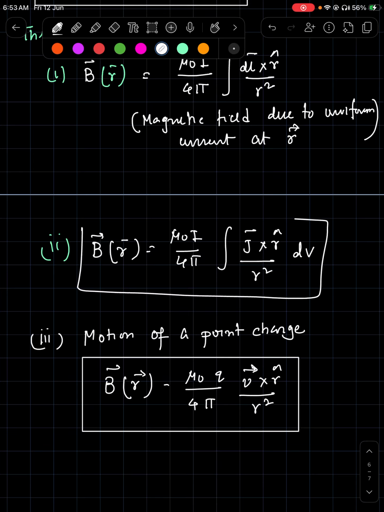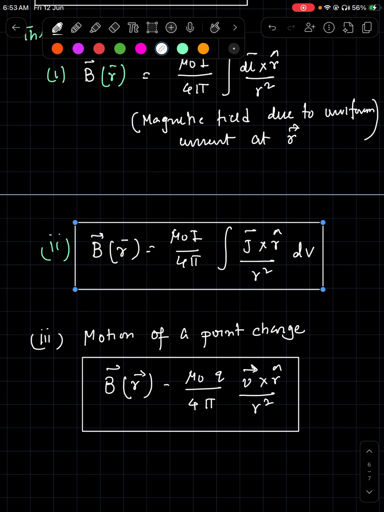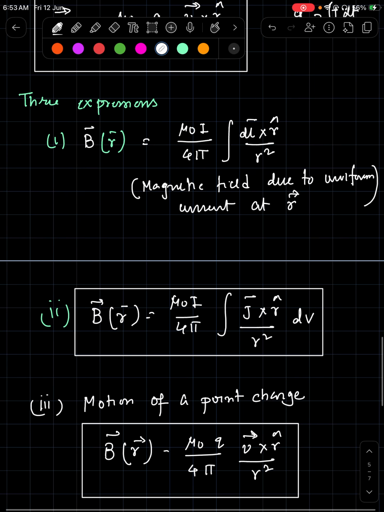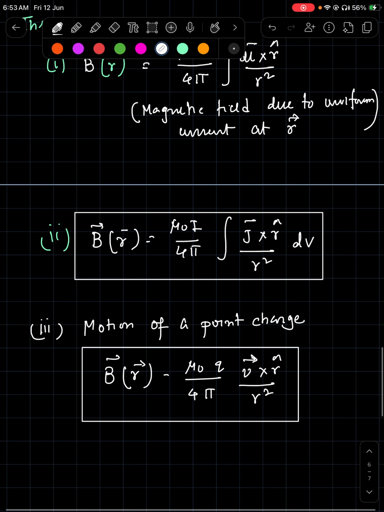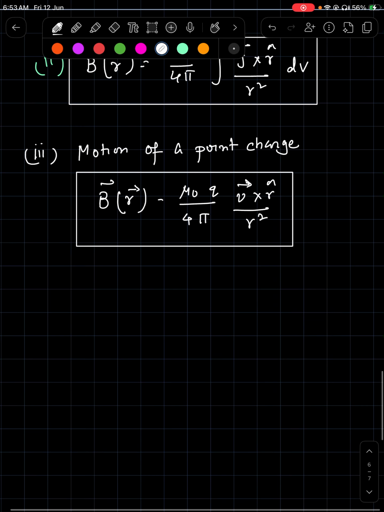These three expressions we have to remember, because any one of them can be asked in the MCQ, and even these questions were asked in previous years' questions. So these are the expressions of the magnetic field. Good. So this is the complete theory of the Biot-Savart law. And then we will see the application of the Biot-Savart law.